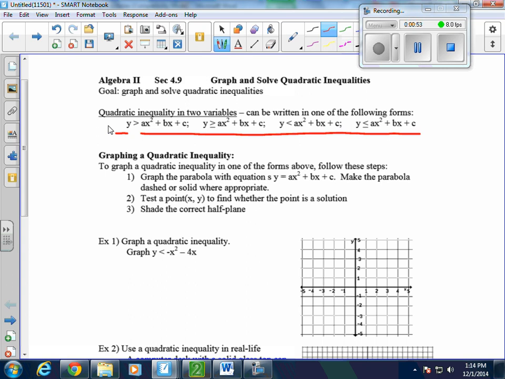and go from there. Now again, remember, if it's less than or equal to or greater than or equal to, it's going to be a solid line. If it's not, it's going to be a dashed line. Pick a test point, to see where you shade the correct half plane.